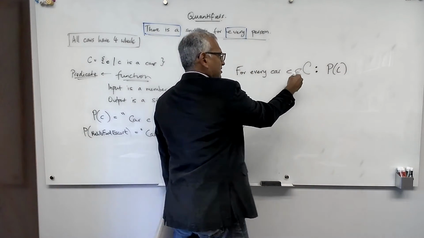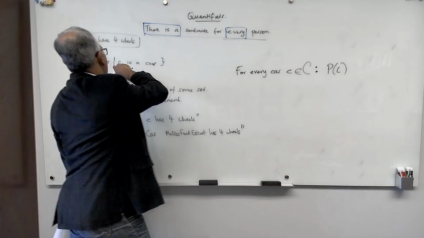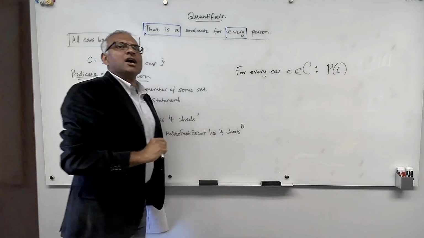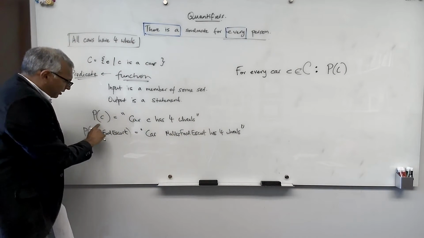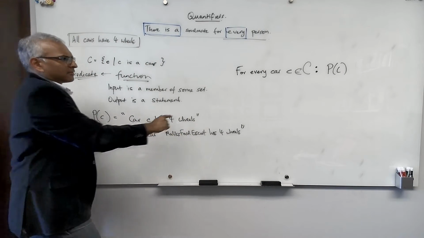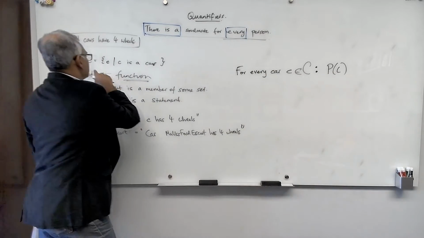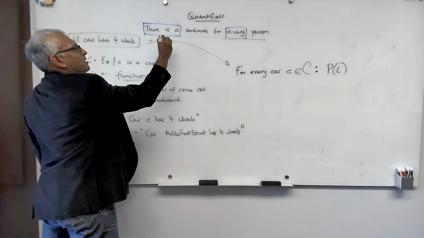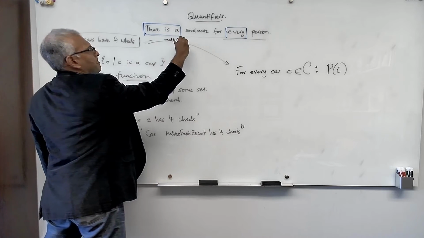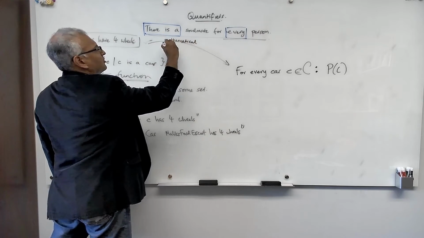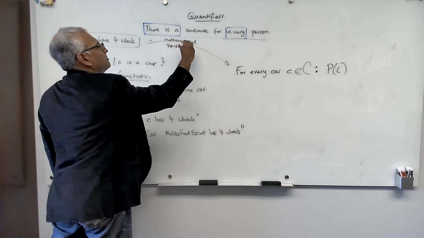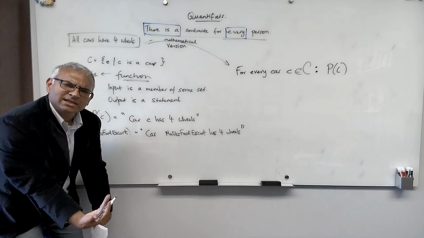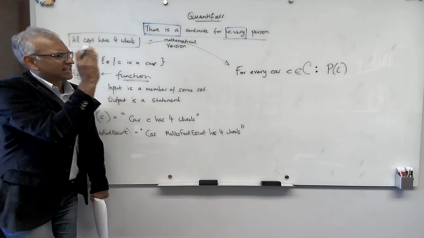For every car c in the set of cars, it is the case that car c has 4 wheels, because that's exactly what this sentence is. This is equivalent to this. So it's a mathematical version, not a big deal. We've just taken this sentence and given a mathematical way of formulating it. That's what we have done.